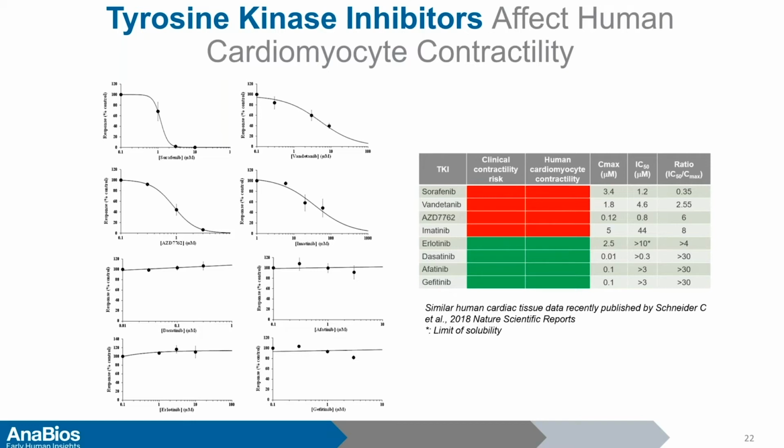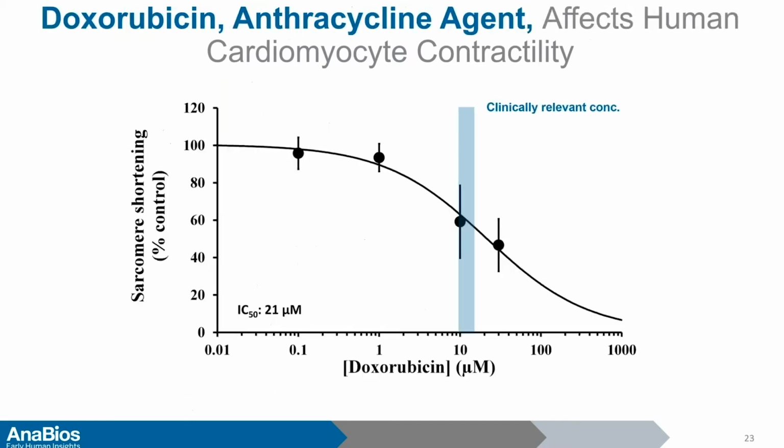The next slide shows you the data we obtained with doxorubicin, a toxic anthracycline agent. As you can see from the data presented in this slide, doxorubicin inhibited sarcomere shortening in a concentration-dependent manner, and it has an IC50 of 21 micromolar. This IC50 correlates very well with the clinically relevant concentration for doxorubicin to induce cardiotoxicity in a patient.